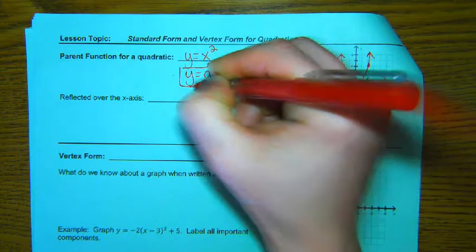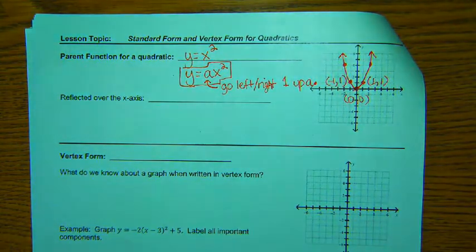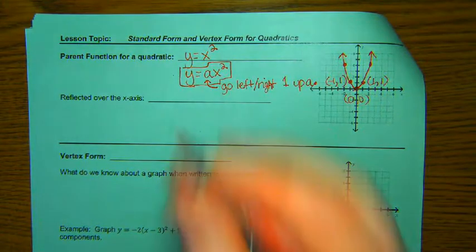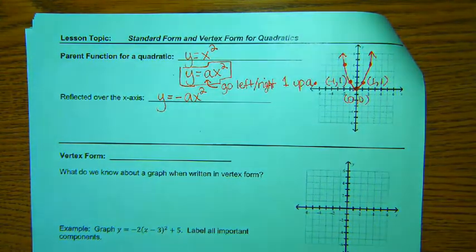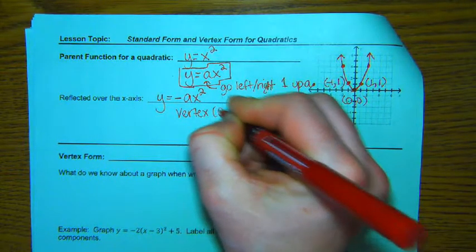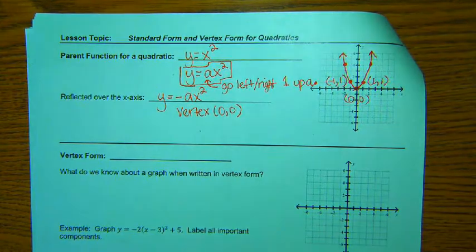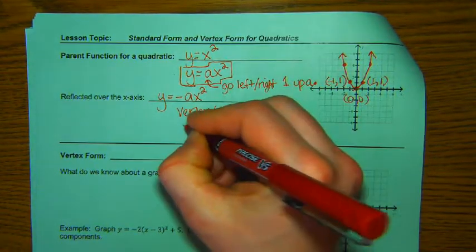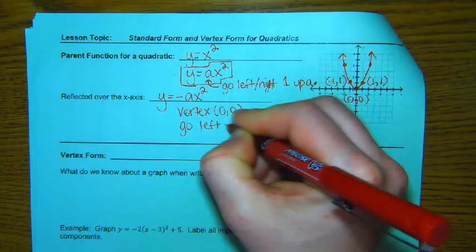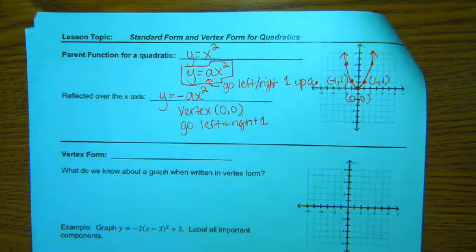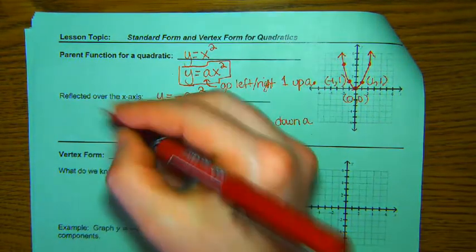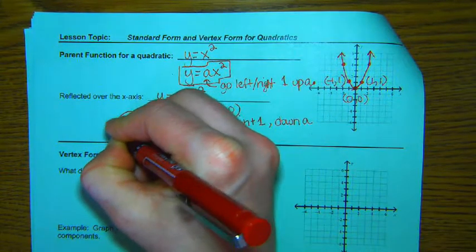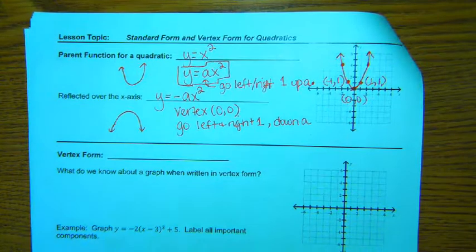Now, what happens to A when it's reflected over the x-axis? Who can tell me? A becomes what kind of number? Good. So when we see y equals negative ax squared, when it's a negative A, the vertex doesn't change. The vertex is still 0, 0. That's not going to change. But what we're going to see is we go left and right 1, and we don't go up A, but we go down A. Okay, and so I'm going to just draw a little picture over here so you see that. So we remember, A is positive, looks like that. A is negative, looks like that.